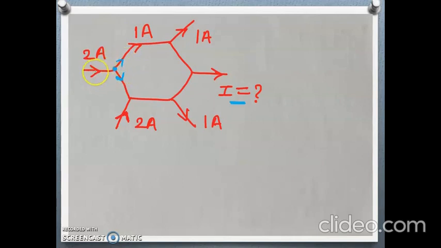This is 2 ampere is coming. At this point it is distributing. So 1 ampere is going here. From this path 1 ampere is going. That means remaining 1 ampere is going through this path. So 2 ampere, 1 ampere going through this path and 1 ampere is going through this path. Now at this point 1 ampere is coming, 2 ampere is coming. So outgoing is only one path. So 1 ampere is coming, 2 ampere is coming. So this will be the 3 ampere.